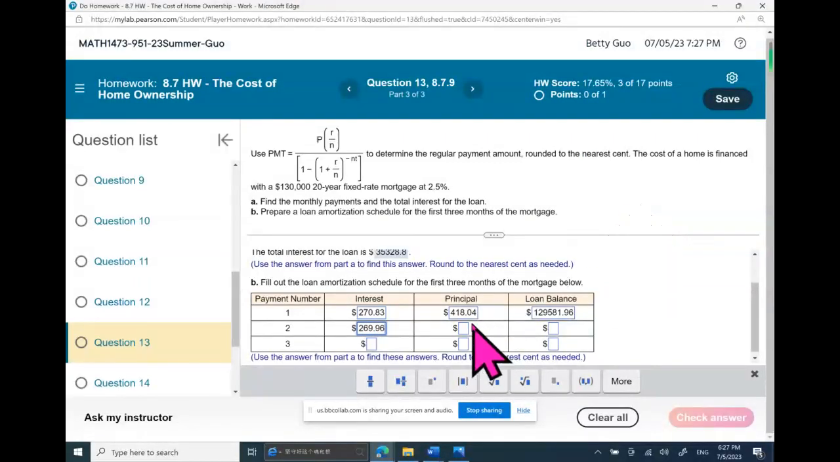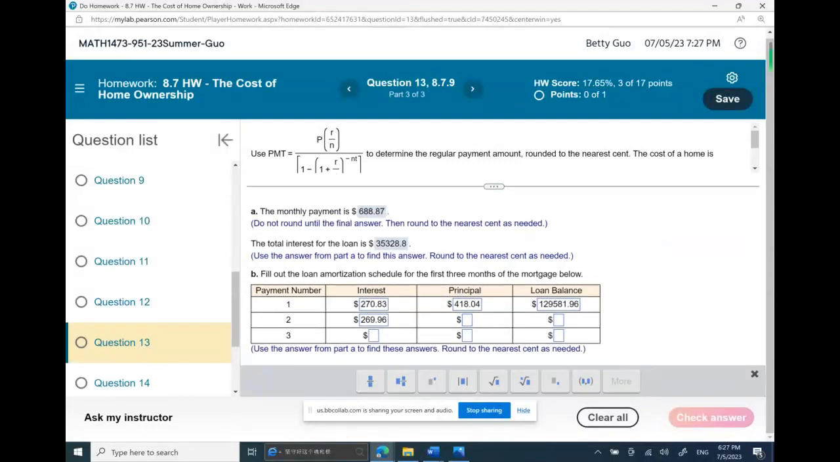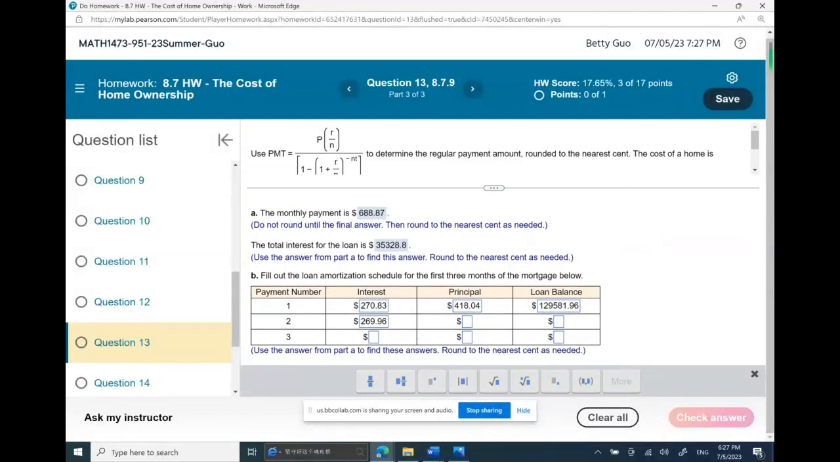Perfect. And how do we find the principal? Monthly payment minus interest. Perfect. What is the monthly payment? Monthly payment is 688.87 minus 269.96. The difference is 418.